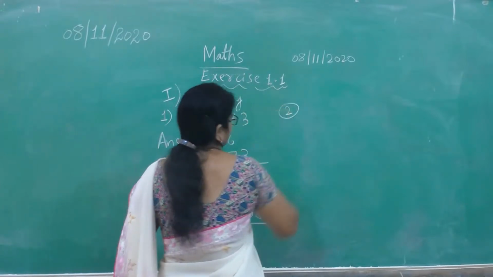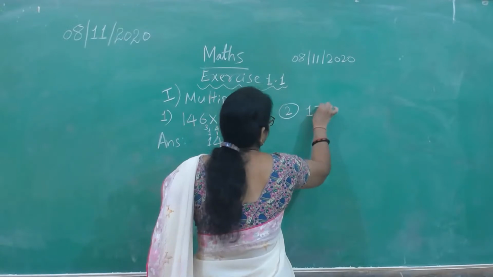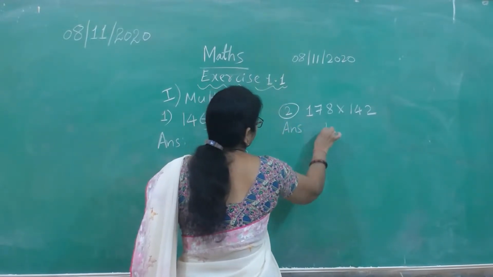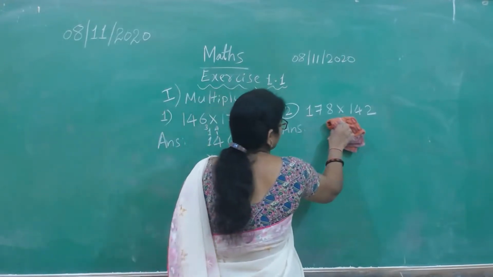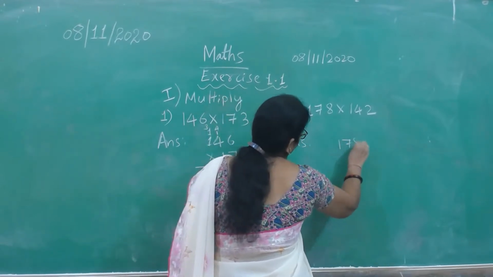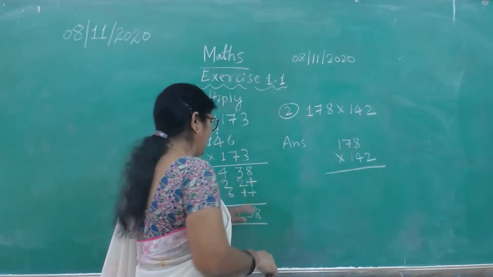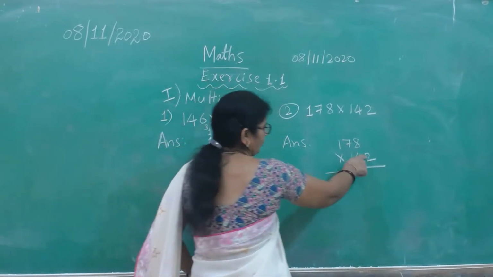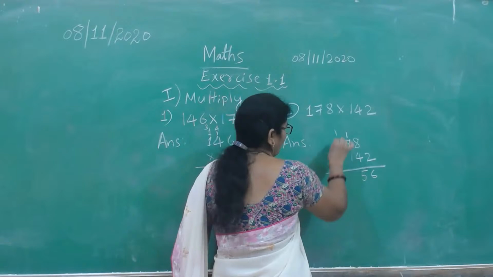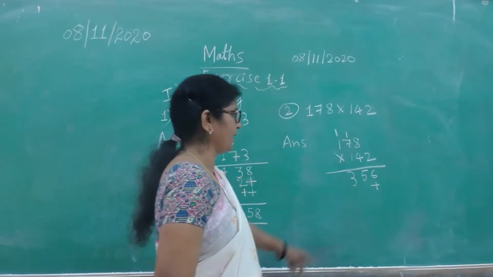Second, 178 into 142. Here you have to multiply in 3 rows. First row, 2 8s are 16, carry 1, 2 7s are 14 plus 1 15, carry 1, 2 1s are 2 plus 1 3. Here you should not write the product in the unit place.